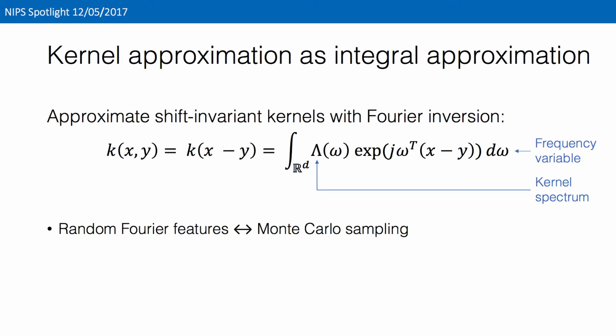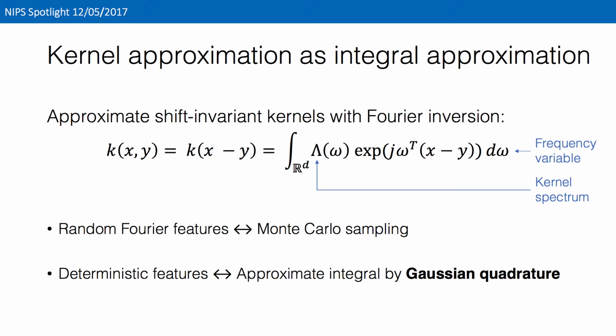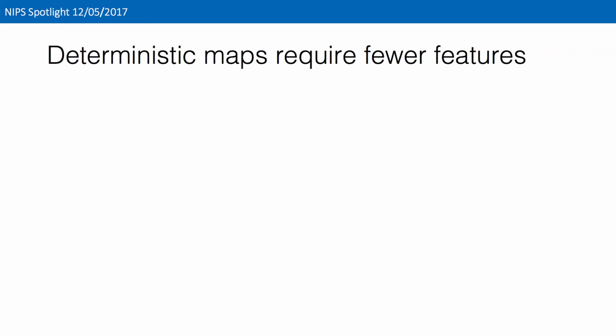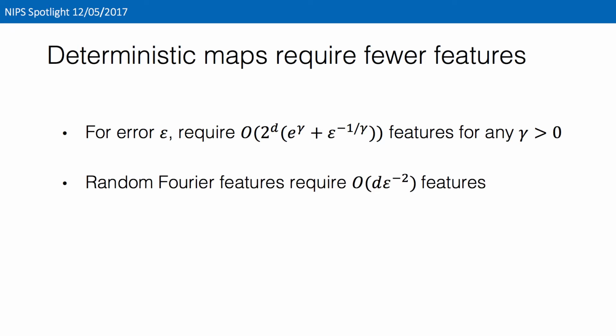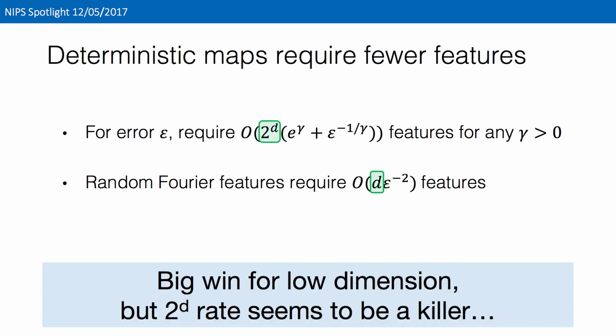Another method to approximate integrals is Gaussian Quadrature, which has been used for decades to numerically solve PDEs. If you use Gaussian Quadrature here, you'll get deterministic features. We showed that you need way fewer deterministic features to achieve the same error epsilon. The number of features scales by a small power of 1 over epsilon, compared to 1 over epsilon squared of random Fourier features. However, we scale exponentially with respect to the dimension d. This is great for low dimension, but the exponential dependence on d seems to be a killer.